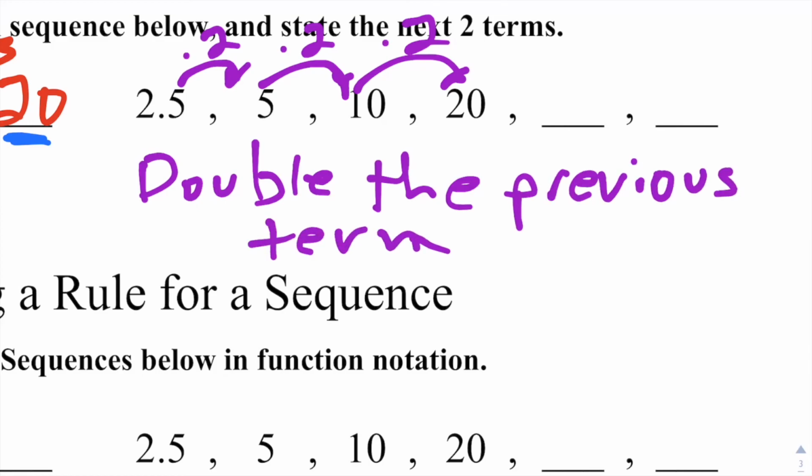If I'm doubling 20, then my next term, 20 doubled, is 40. And then if I doubled 40, my next term would be 80. And so on and so forth.